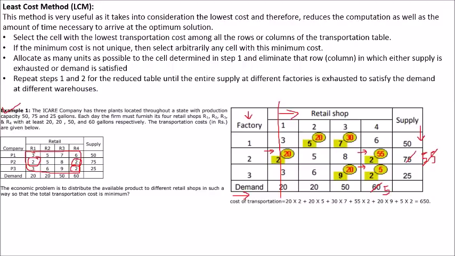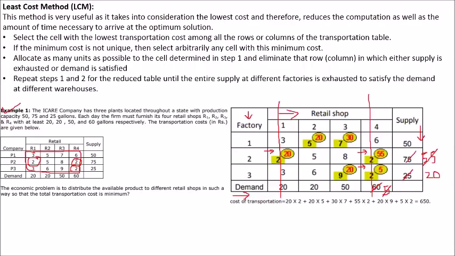Here I have a 2, a least cost cell once again. Out of 25, this column requires only 5, as 5 demand is unsatisfied. So I'm going to allocate 5 here. So this will become 20 as the remaining supply. This column demand is closed, so I'm going to cancel this column.